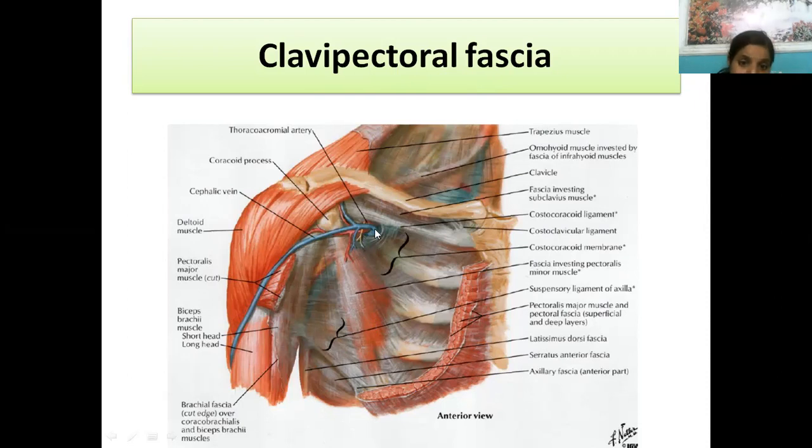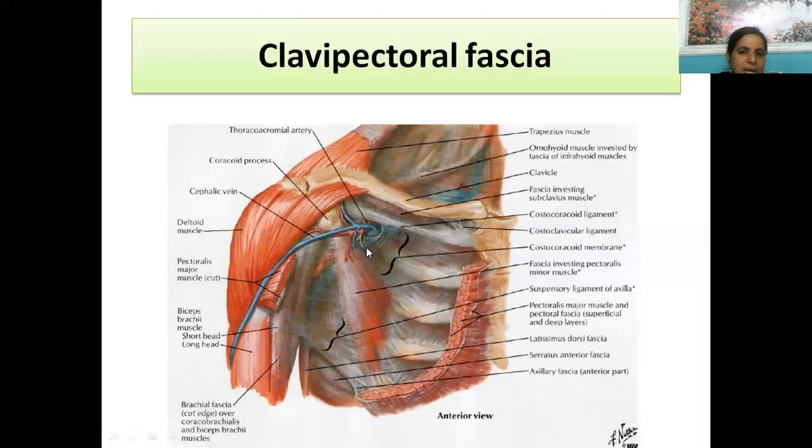There are certain structures piercing the clavipectoral fascia. That is a 3 marks question. What are the structures piercing the clavipectoral fascia? You are finding one artery. The thoracoacromial artery is a branch of the second part of the axillary artery. We discussed the axillary artery. Very good. Then we have the cephalic vein. And then we also have the lateral pectoral nerve. These three structures pierce the clavipectoral fascia: the lateral pectoral nerve, cephalic vein, and thoracoacromial artery.